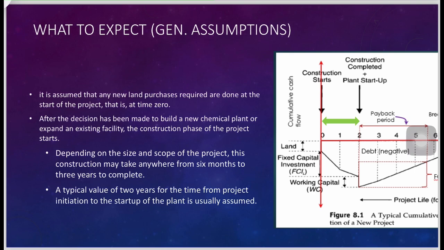After a decision has been made to build a new chemical plant or expand an existing facility, the construction phase of the project starts. Depending on the size and the scope of the project, this construction may take anywhere from 6 months to 3 years to complete. A typical value of 2 years for the time from project initiation to startup of the plant is usually assumed.